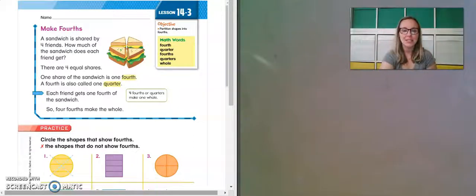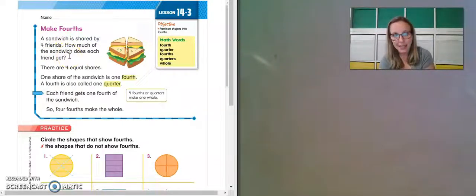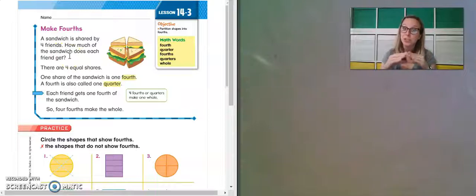So let's take a look at the top of our page here. At the beginning of our lesson, it says make fourths. A sandwich is shared by 4 friends. How much of the sandwich does each friend get? Well, if we break it into 4 equal shares or 4 equal pieces, one piece of that sandwich would be called 1/4. Another name for a fourth is a quarter. So you're getting a quarter of the sandwich or a fourth of the sandwich. Each friend gets 1/4 of the sandwich. 4/4 or 4 quarters make a whole sandwich. So 4/4 make a whole.